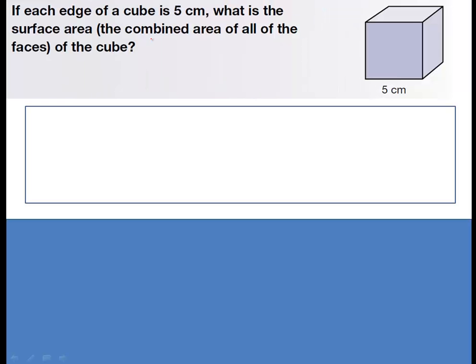Okay, so now let's practice it. If each edge of this cube was 5 centimeters, what's the surface area? Let's calculate the surface area of this cube. Go ahead and do it, and then I'll show you how. Okay, first thing I'm going to do is I know that because it's a square, all my sides are 5, right? How many sides does a cube have? It has 6. So if I figure the area for 1 and then multiply it by 6, I will have my area. So what's 5 times 5? The area of this face right here is 25.